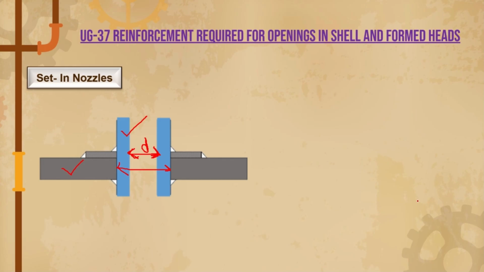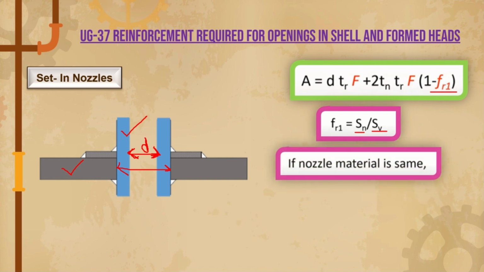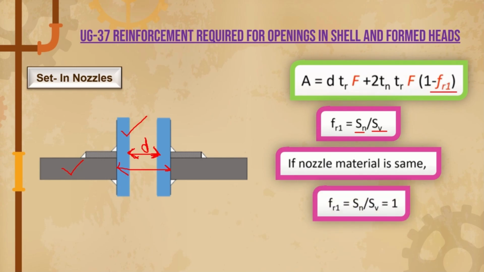Hence, we can see that some amount of area lost is compensated by the nozzle wall that is inserted, which will also depend on the nozzle material. To consider this, we have a factor, FR1. FR1 is equal to the allowable stress of the nozzle divided by the allowable stress of the vessel. If the nozzle material and the shell material are the same, then FR1 is equal to 1. So let's put this FR1 in the formula, guys.